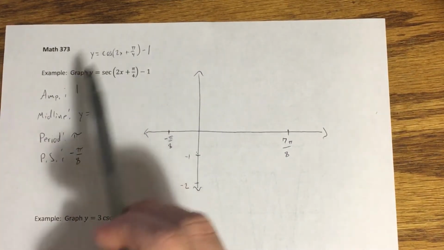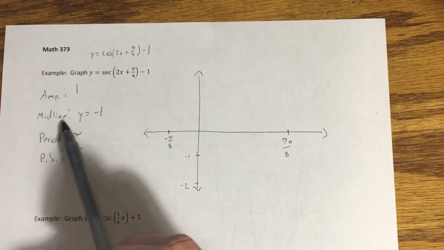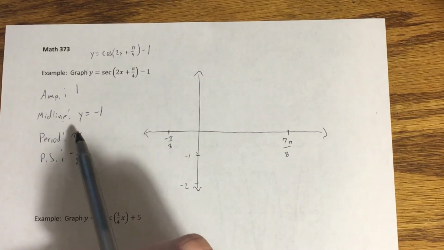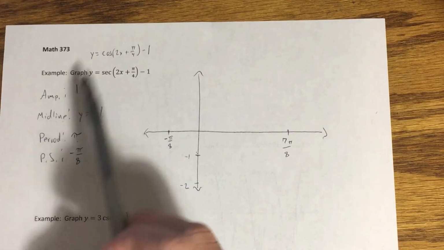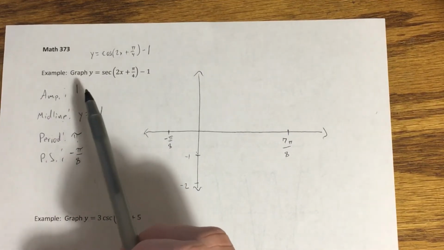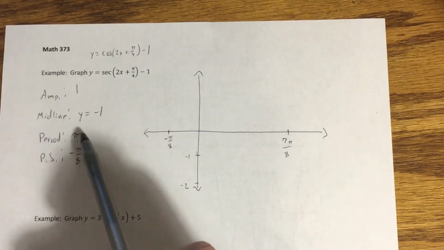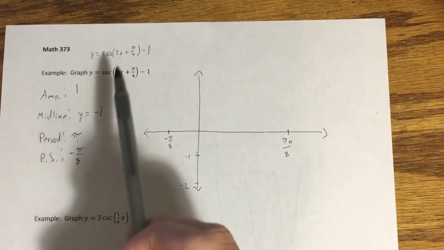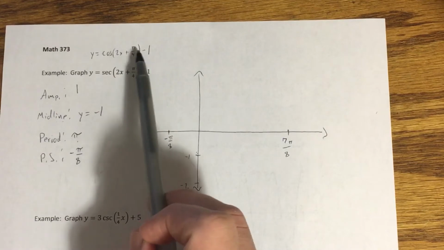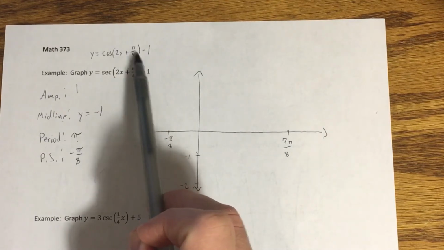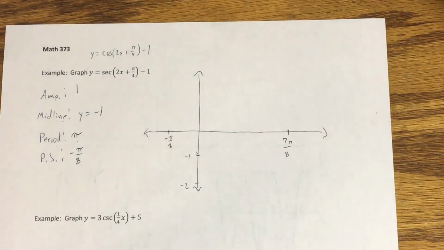So based on what we have here, the amplitude would be 1, midline would be y equals -1, period, remember we're talking about cosine, so the period of cosine is normally 2 pi. The period would be 2 pi over 2, which is just pi. Phase shift, c over b. Because of the plus here, c is actually -pi over 4, divided by 2, that's -pi over 8.